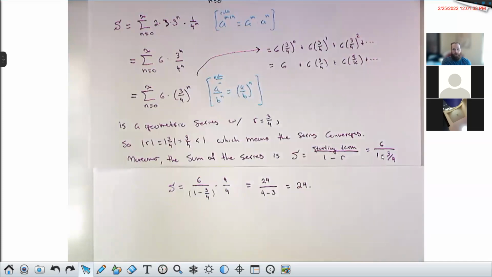You could also have a common denominator. I could write this as 4/4 minus 3/4. So that would be 6 divided by 1/4, and then flip and multiply. And that would get you here also. But I like this because I think it's fast and easy and clean. So just trying to simplify this. And multiplying by 4/4 is a nice trick to simplify this.